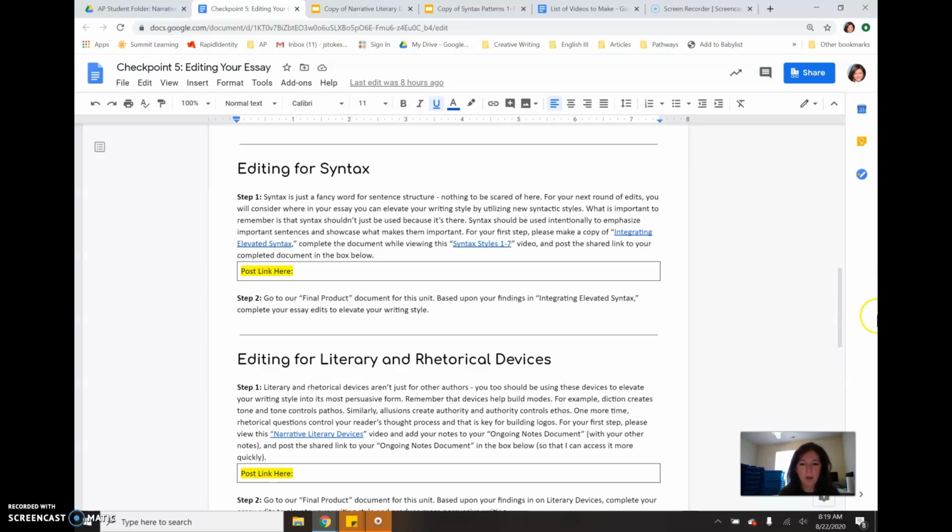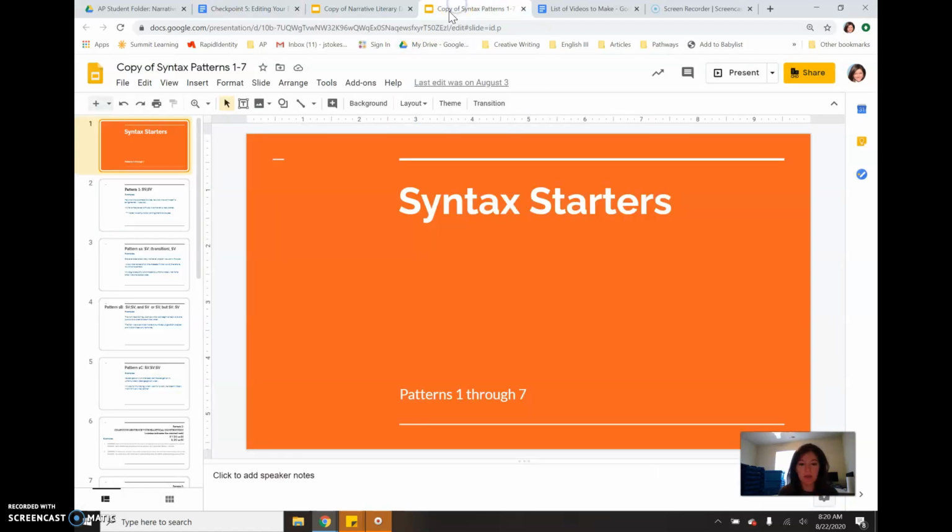One thing I want to point out about the directions is that syntax should be used intentionally to emphasize important sentences and showcase what makes them important. You shouldn't just use it randomly. Just like authors use literary tools and diction to emphasize important moments in their essay, so should you. Put some thought behind where you use your syntactic style. And in your essay, please bold, highlight, or use the comment tool to indicate where you've used your sentence structures, because I will be looking for that.